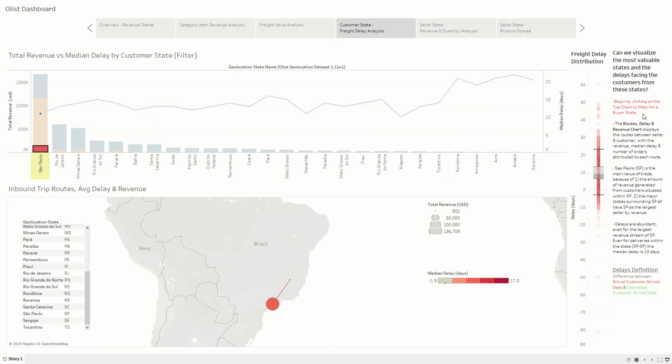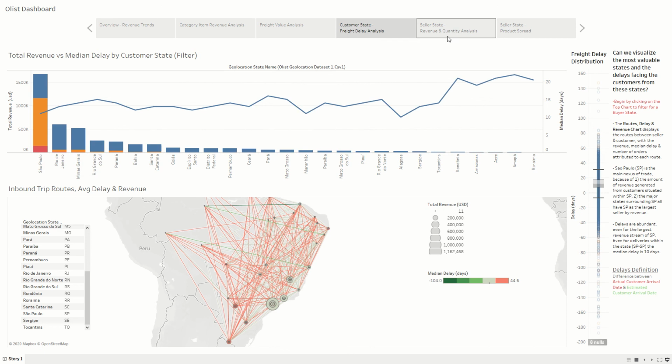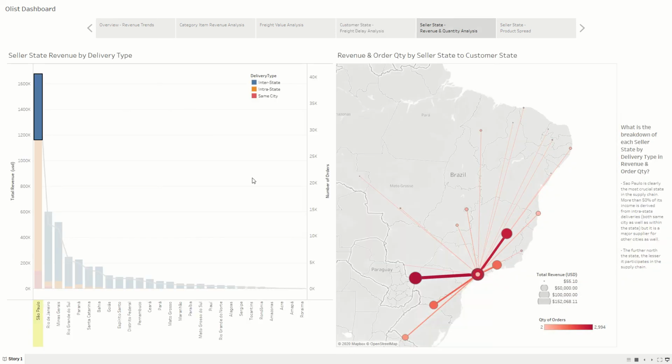Yeah, so the instructions are basically here, and we can tell Sao Paulo is the main nexus of trade, and delays are quite abundant throughout. So people can use this to optimize. Okay, so we go into the next section, seller state revenue and quantity analysis. This is kind of the same, but flipped the other way. So basically, we're seeing the breakdown for each seller state.